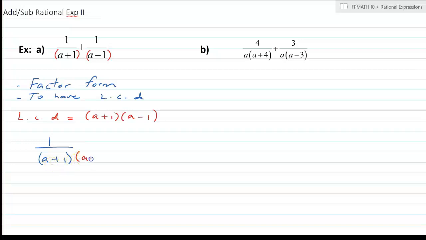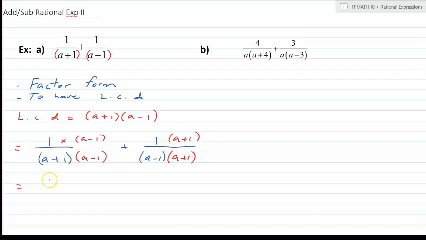So a plus 1, we have to include a minus 1, but remember, multiply the top as well, right? And then plus, and then you do the same thing to the other. So 1 over a minus 1, and then we have to include the other factor that it does not have, multiplying the top as well. Whatever you do to the bottom, you've got to do to the top, and here it is, the final answer.